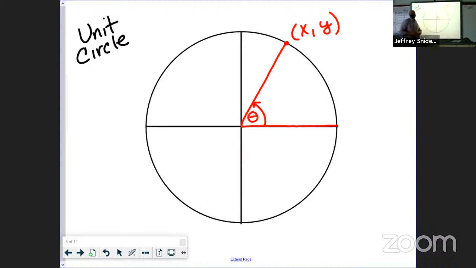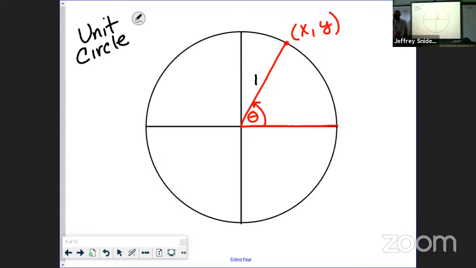So yesterday, when we did the special right triangles, we found x and y by using special right triangles on a unit circle. How would I find those exact same coordinates if it's not a special right triangle? Remember, this is a unit circle. And if it's a unit circle, of course, this length here is what? 1.